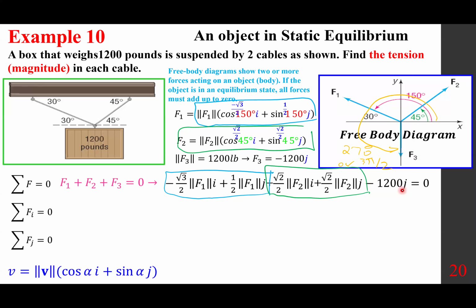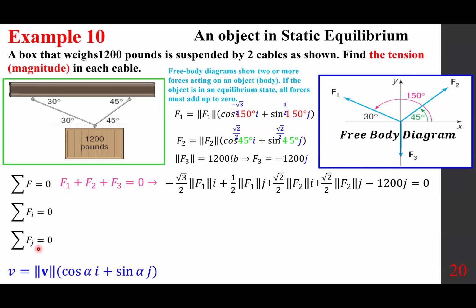Let me erase my work. So we're going to combine the i components, and we're going to combine the j components. We combine these two, everybody, and we get minus square root of 2 over 2 f1. F1 is a number, remember that. Plus square root of 2 over 2 f2. The magnitude of f2 is 0 because along the i component.